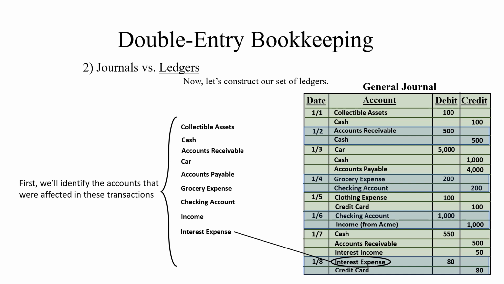Here's another expense account. In this case, interest expense. When you pay interest, you are paying for a service. So you spent money, but you have no asset to show for it. And so we consider interest an expense rather than an expenditure on an asset.